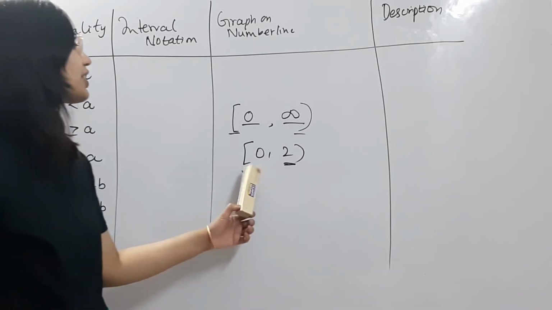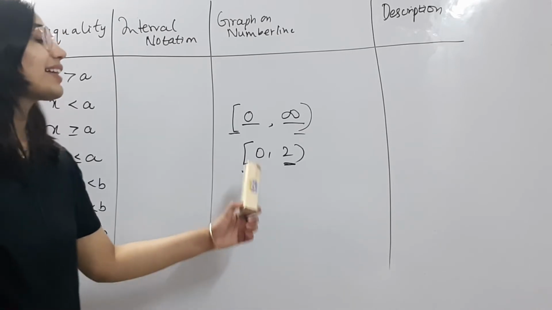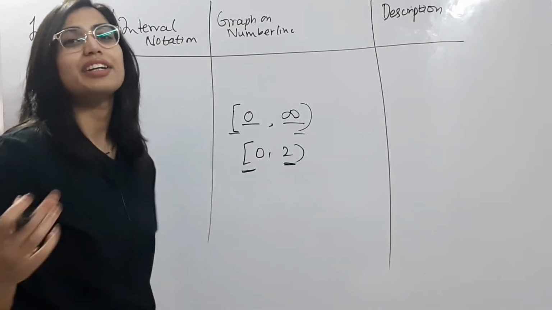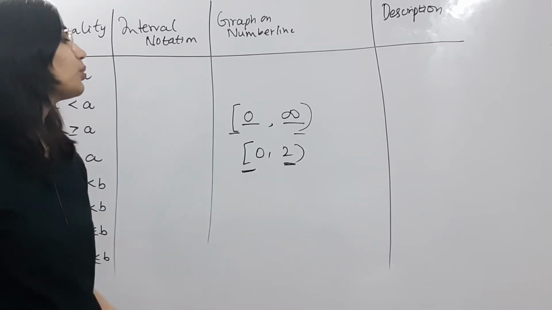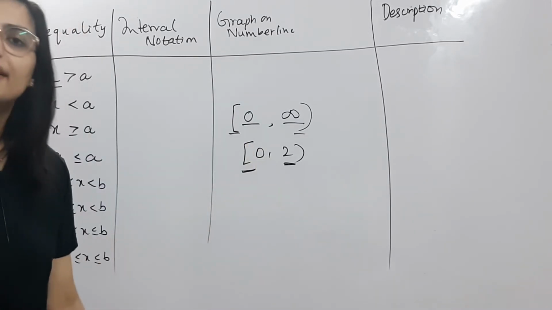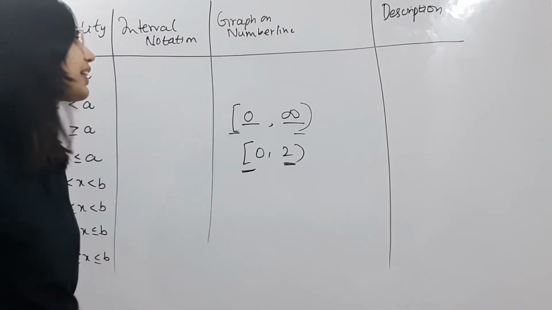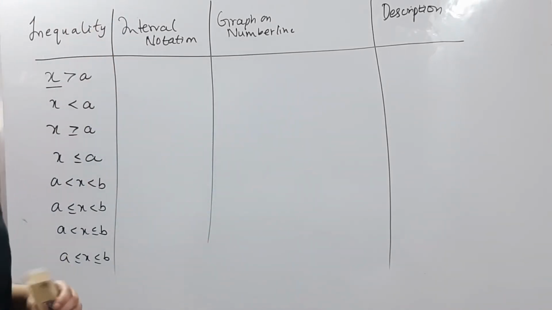Okay, if you are taking the decimals, then it will go on 1.99999 and whatever. If it tends to 2, that is the value, but 2 cannot be the value of that interval. Okay, now let's use these concepts to tackle these inequalities.